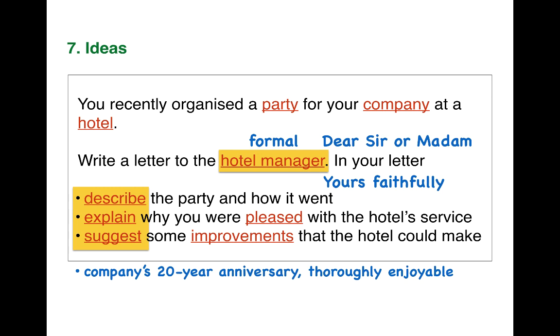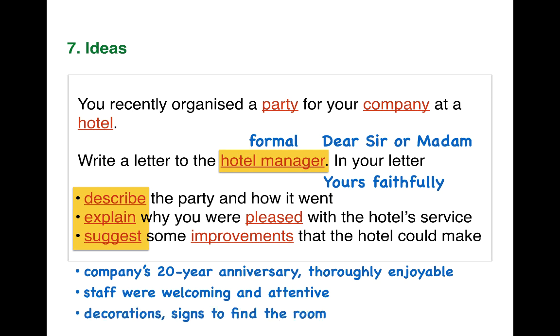Then explain why you were pleased. The staff were welcoming and attentive. So we'll say that the staff was the best thing about the party, or the hotel service anyway. And finally, suggest some improvements. Well, it says some improvements, so let's have more than 1. Let's have 2. The decorations could have been improved, and maybe the signs to find the room. We could say that some people couldn't find the room very easily.